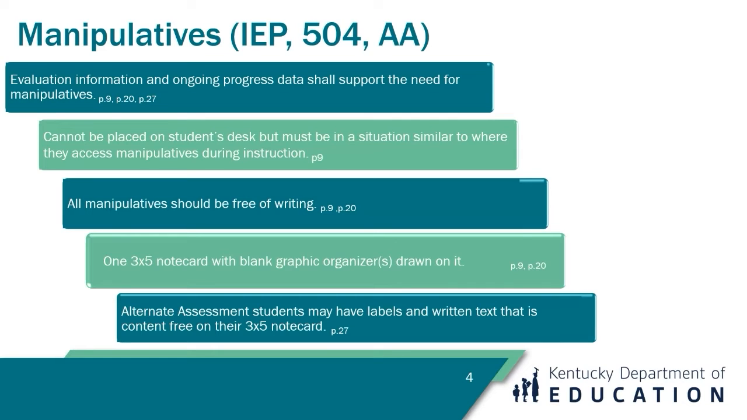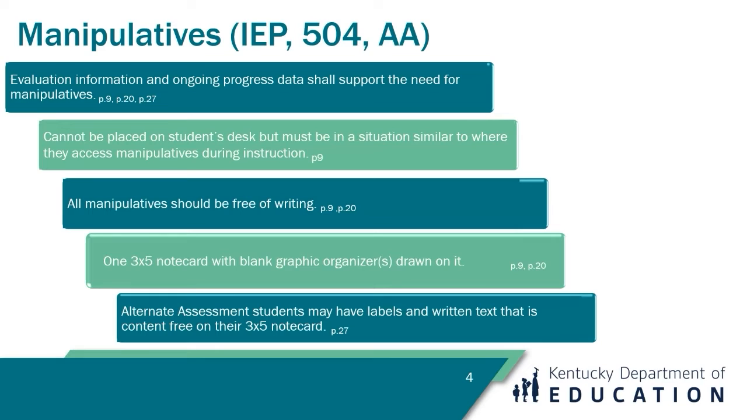Manipulatives placement during assessment should be consistent with where the placement is during instruction. The student has to choose which one they want to use and when they want to use it. Alternate assessment students can have writing and labels on their note card as long as it is not content. Once developed, visually impaired students can have their 3x5 note card increased to a size they can read.